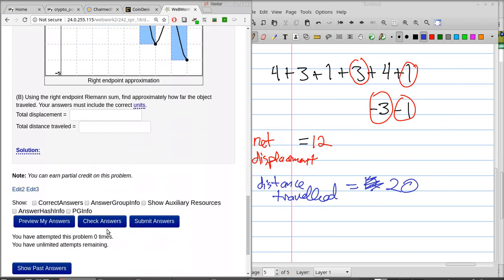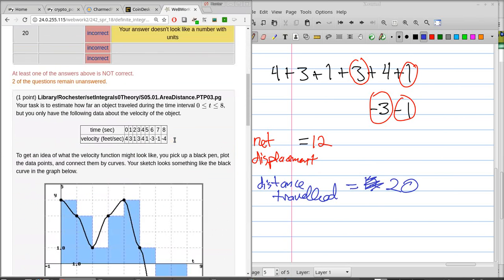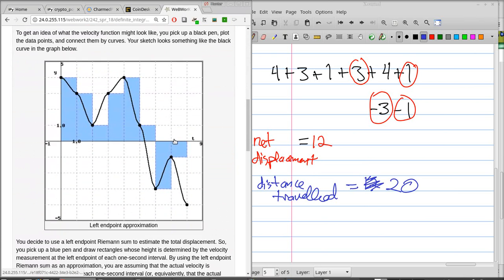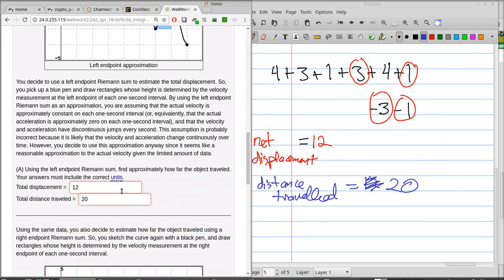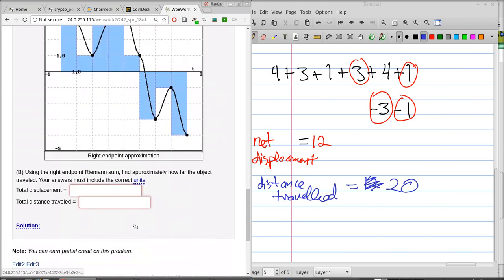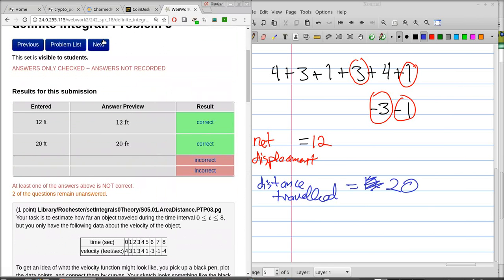And so let's check our answers. Your answer doesn't look like a number with units. Oh no. Be sure to use proper units. So does that mean that I need to say feet? Let's try that. Okay, now it's right.